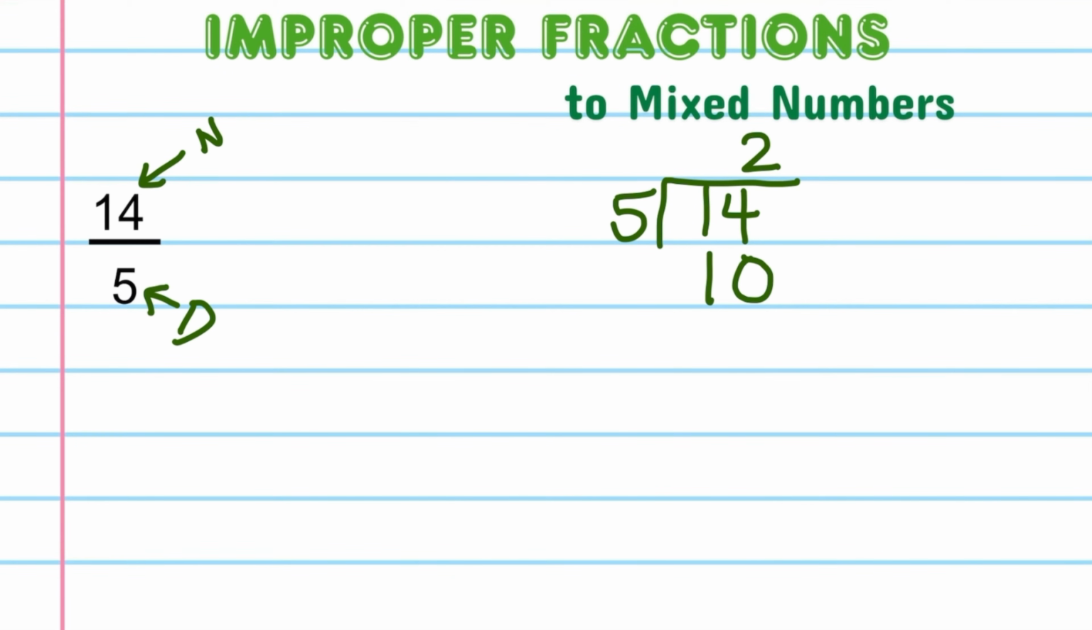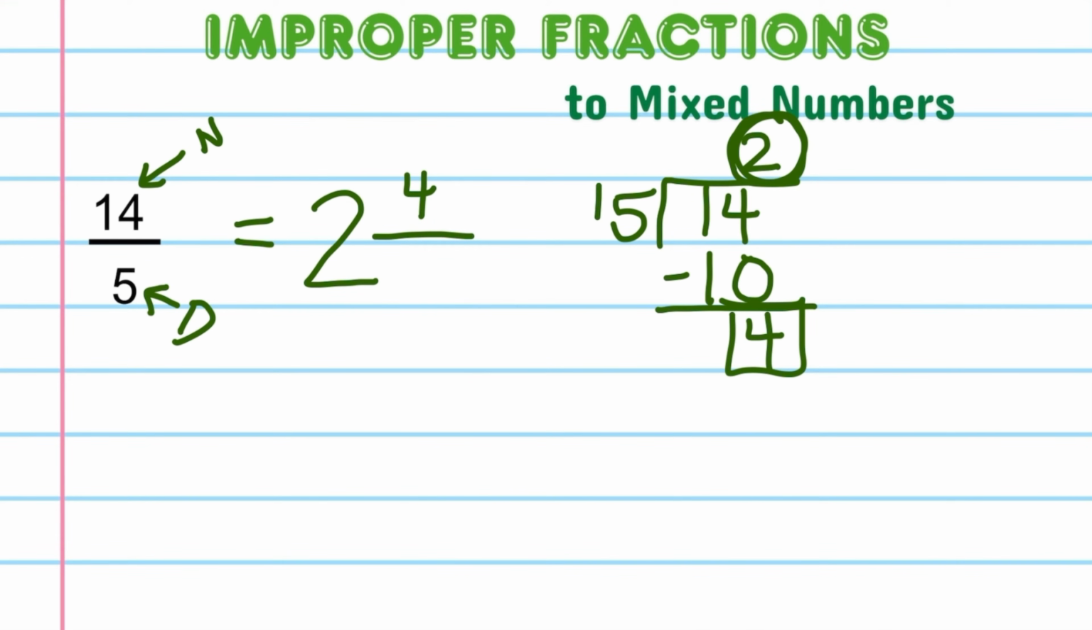2 times 5 is 10. Again, we need to get as close to 14 as possible without going over. So that's why we couldn't use 3 right there. So now I'm going to subtract 14 minus 10, and that gives me 4. Now I can form my answer. Well, I know that it goes 2 whole times, so that means that 2 is going to be my whole number here. 4 is what's left over. That goes into my numerator. And then our 5 remains in our denominator. So 14/5 converts to 2 4/5.